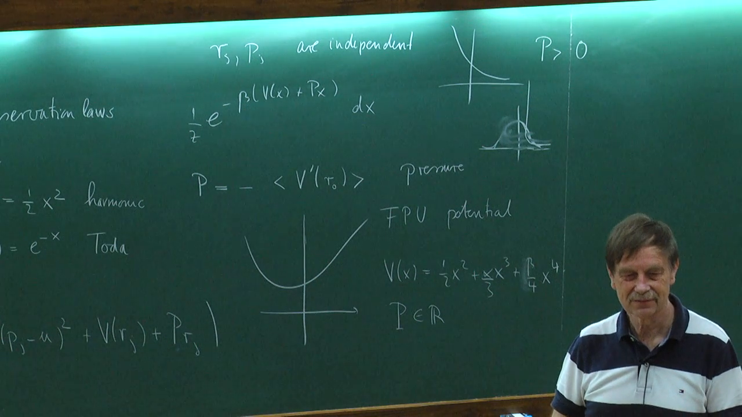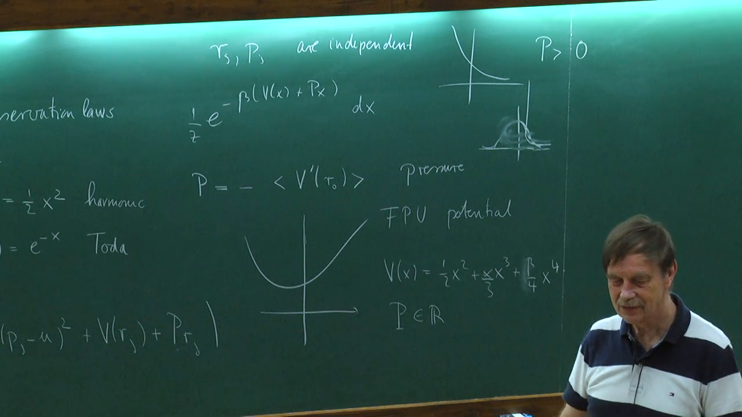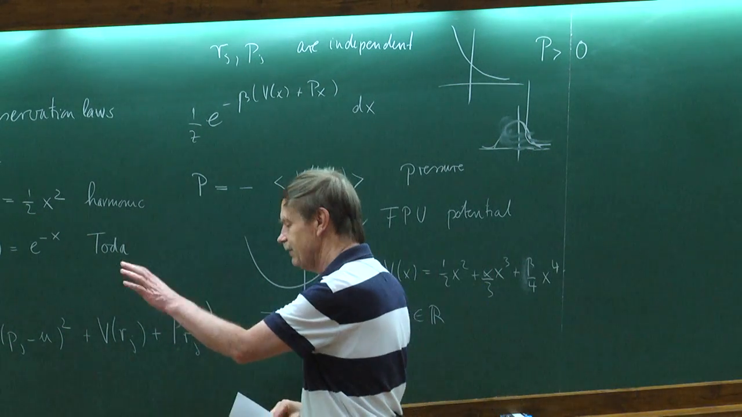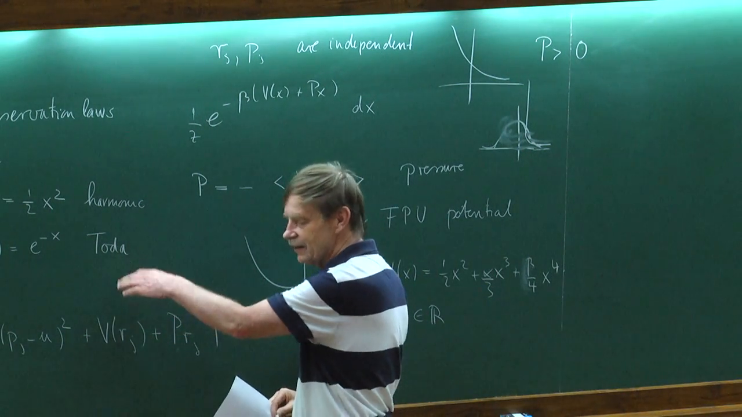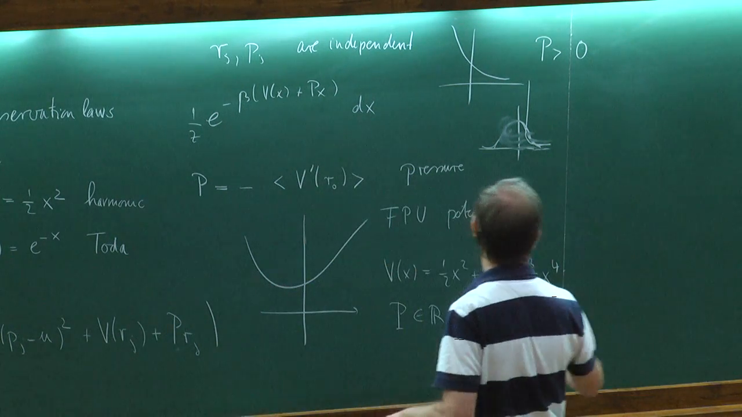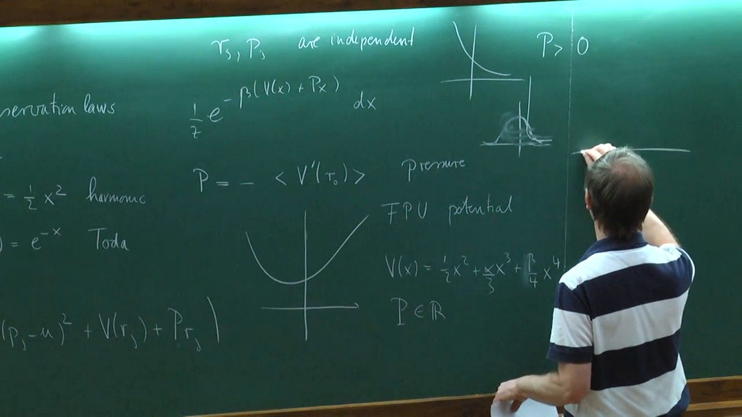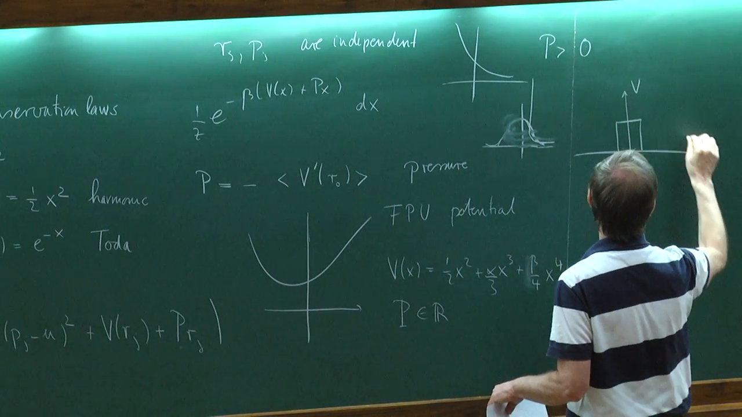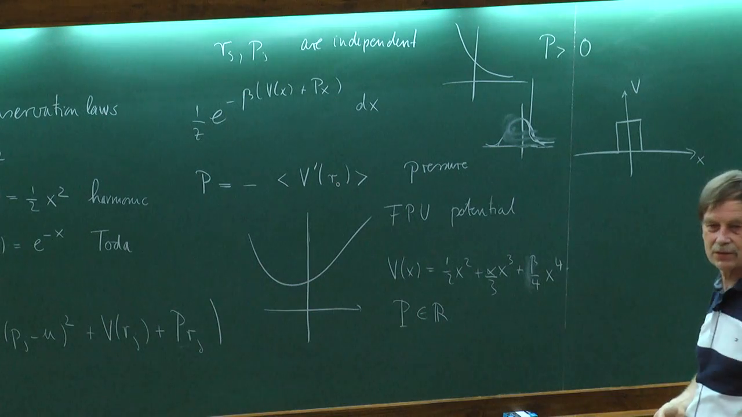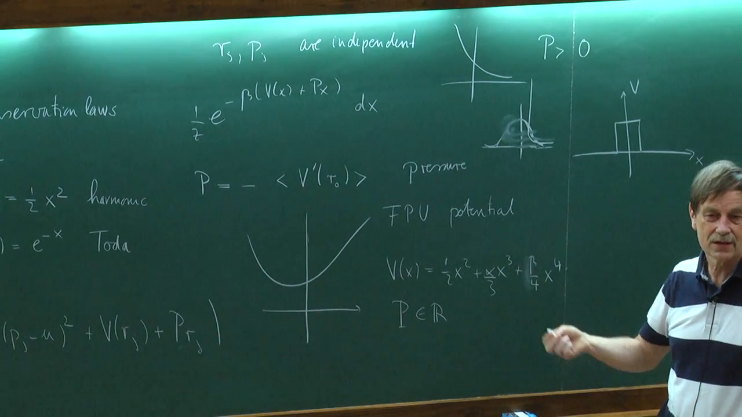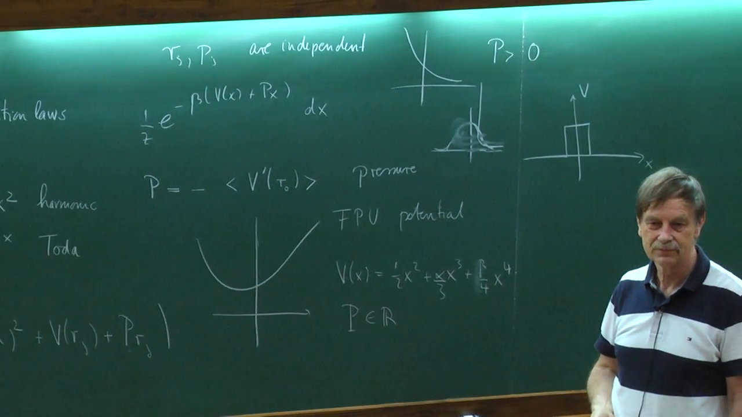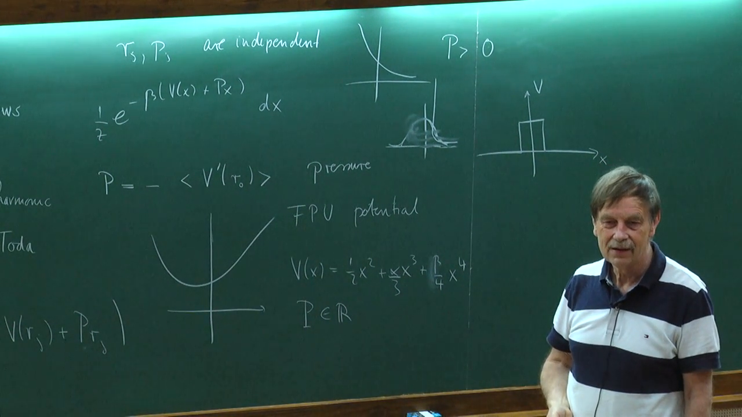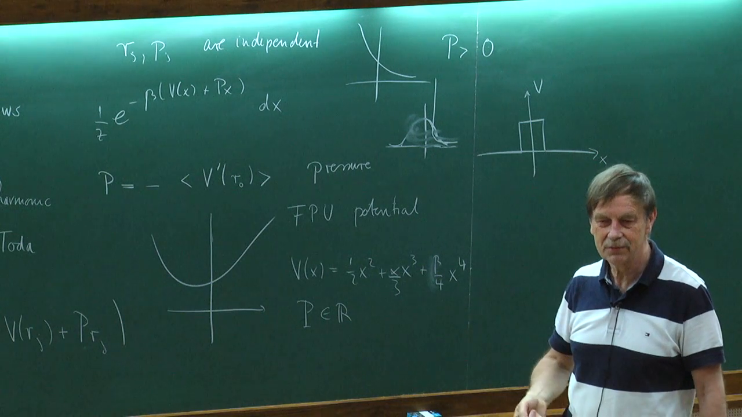Not on the level of this model. Let's be very concrete. I take a potential which looks like this. This is my V and this is my x. This is a potential which is not allowed because it has an infinite partition function, not at zero pressure, at any pressure.